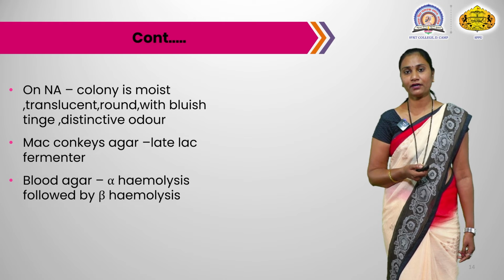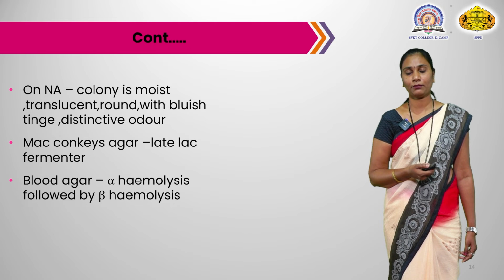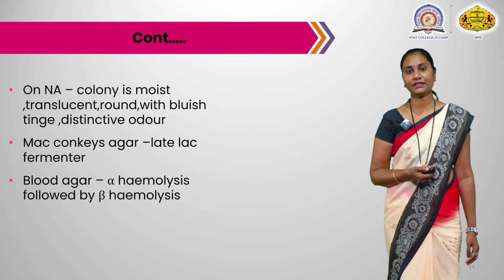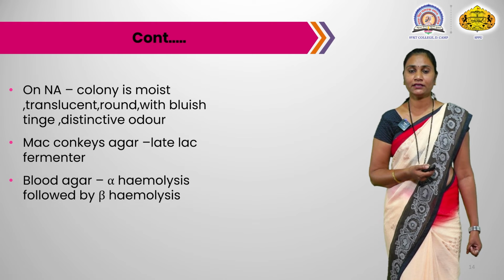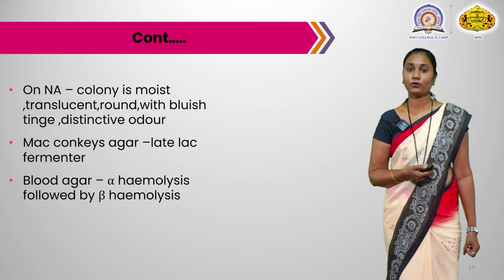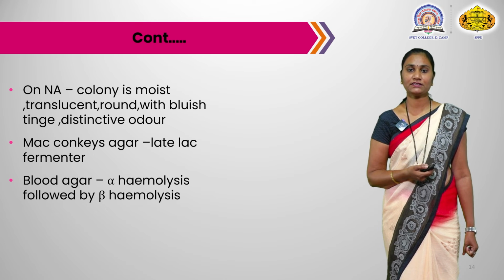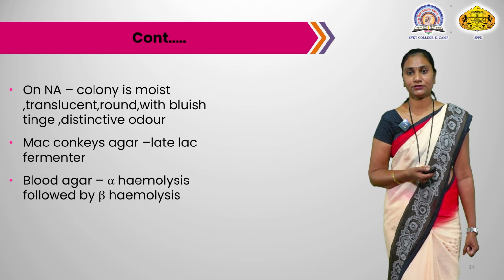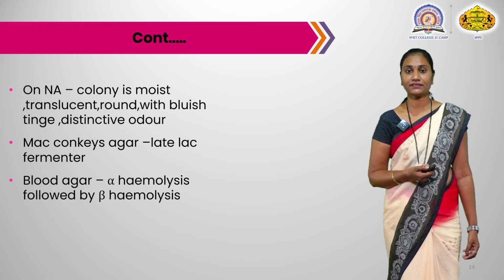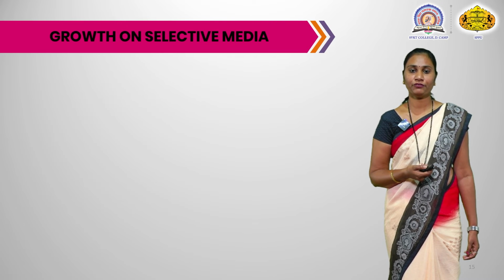Similarly, if we cultivate this organism on blood agar, the organism results in alpha hemolysis, which is followed by beta hemolysis. Alpha hemolysis is called partial hemolysis. So there is a partial hemolysis of RBCs, not complete hemolysis. But beta hemolysis is the one in which there is a complete hemolysis of your RBCs. This can be visualized by the zone color which is formed around the colonies of your Vibrio.